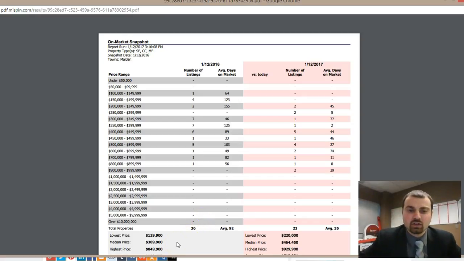But the last one I'll cover will be the average median sales price, right? This time last year, 389. Now look over here, 464,000. So you're getting a significant larger amount of money by putting your house on the market today.